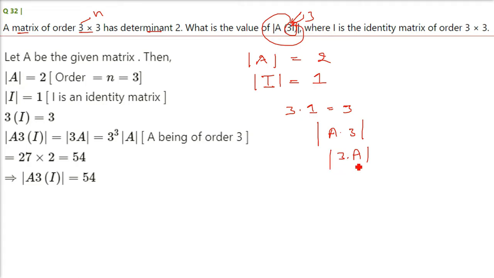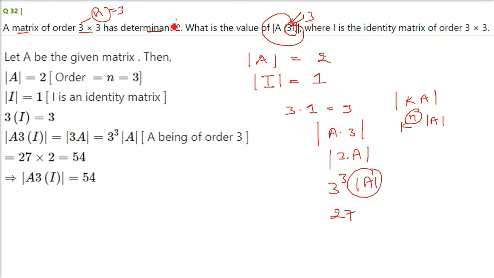Now as I told you, if you take K into A, K can be taken out as K raised to n, times the determinant of A. Here n is 3 and K is also 3. So it will be 3 raised to 3 times the determinant of A. 3 to the power 3 is 27. The determinant of A is already given in the question as 2. So 27 into 2 is 54. The answer is 54.